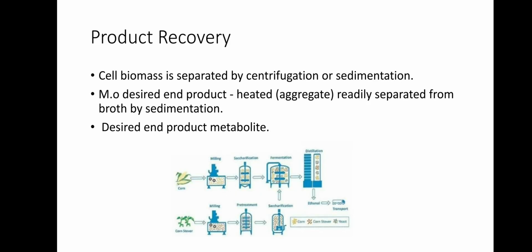Now we can move to the product recovery. Cell biomass is separated by centrifugation or sedimentation. Microorganisms, heated, are readily separated by sedimentation, and the end product is a metabolite. And the slide was finished.